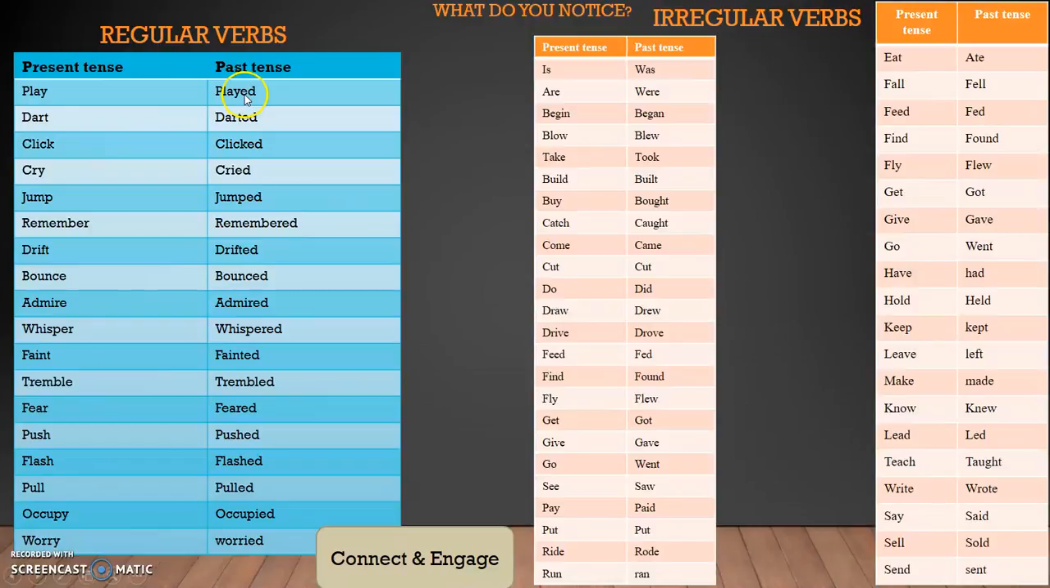Play, played, dart, darted, click, clicked. Turn and talk to a neighbor for about 10 seconds and talk about what pattern you see in these words. Go.